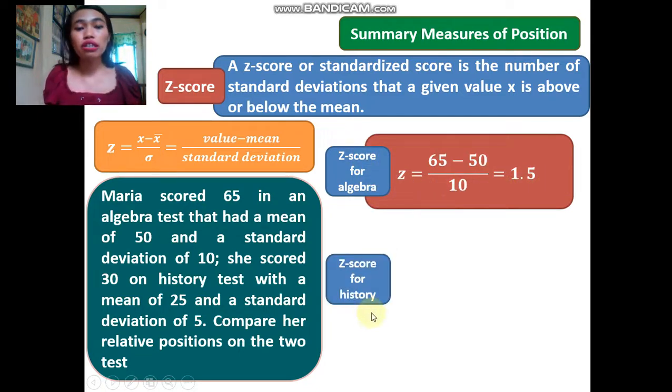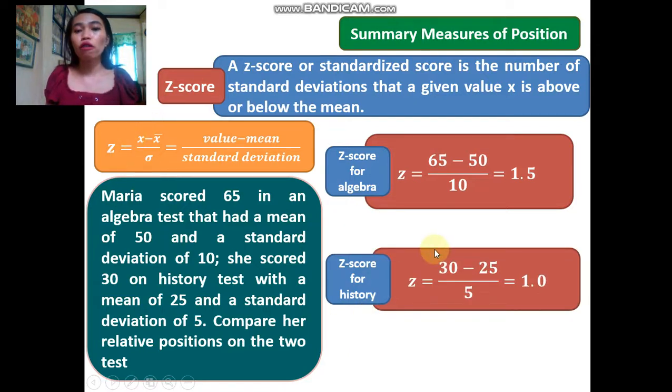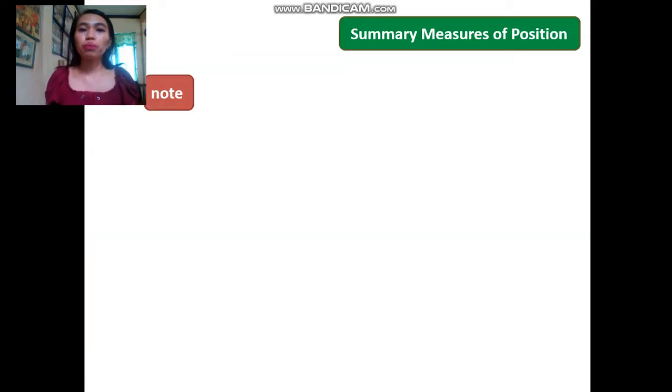And the z-score for history, using the same formula, you have 30 as the value, the mean is 25, over 5, which is the standard deviation, and you have 1.0. So the z-score for history is 1.0. Now we can compare the two. The algebra is 1.5 and the history is 1.0.